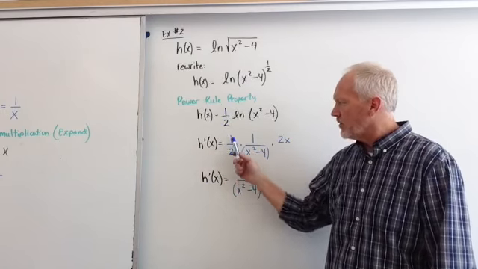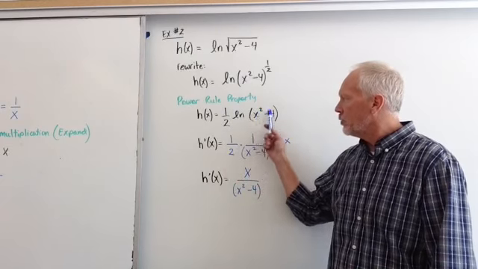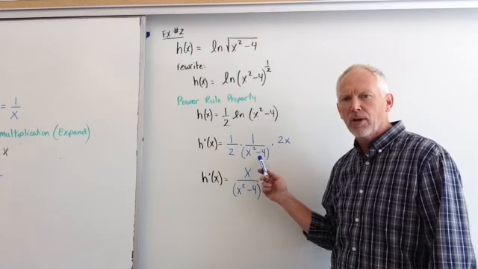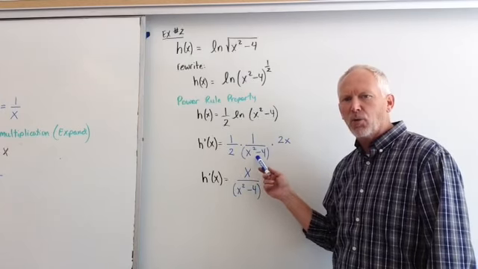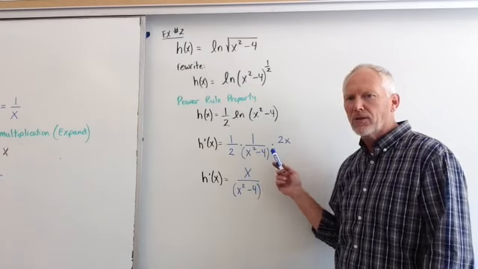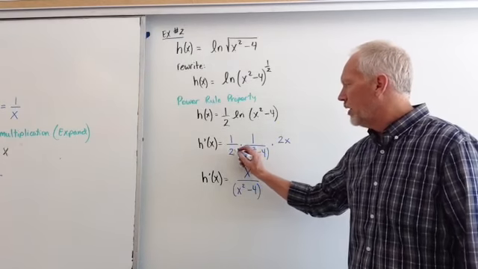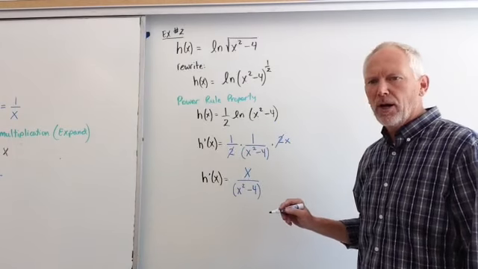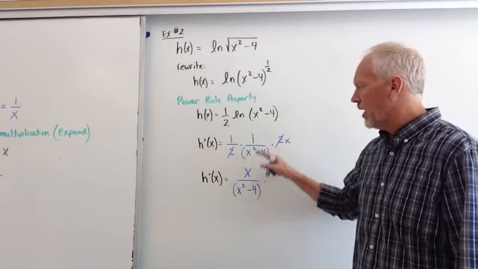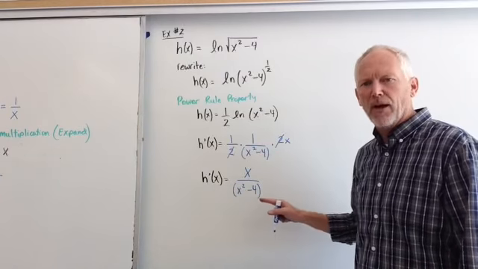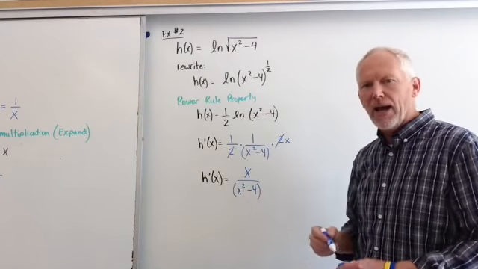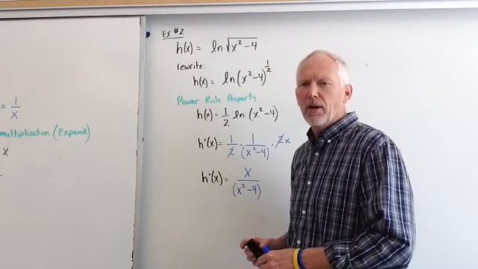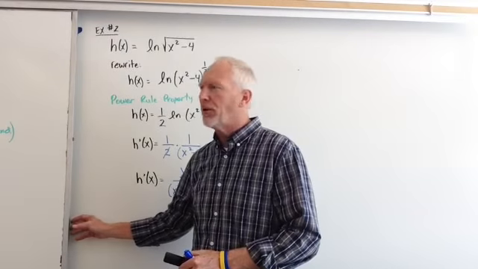1/2 is a constant, so it stays the same. We're multiplying this. This will be our u in here, so that becomes 1 over x squared minus 4. Then we take the derivative of x squared minus 4, which is 2x. The 2 in the denominator will cancel with this new 2 in the numerator, and so h prime of x, the derivative, is x over x squared minus 4. Pretty simple, basic, but just remember those properties.